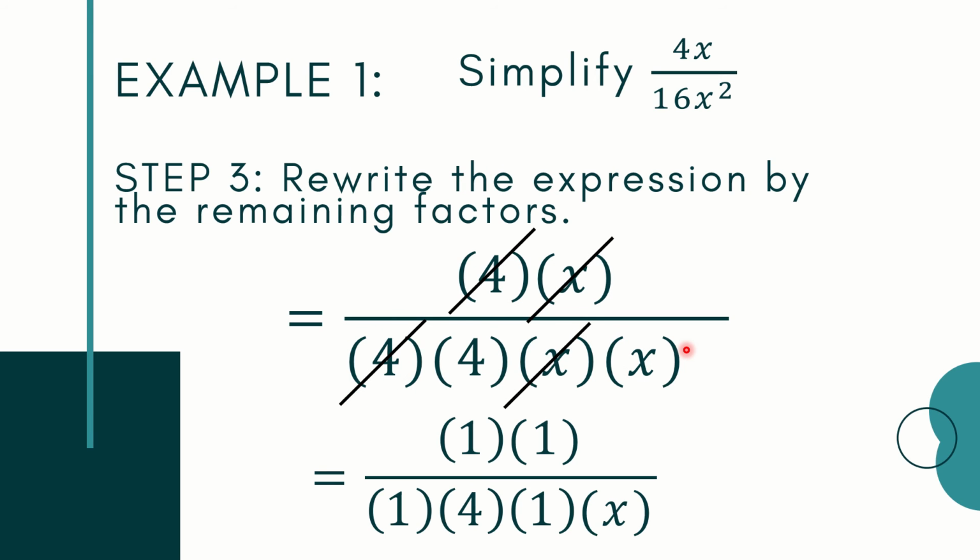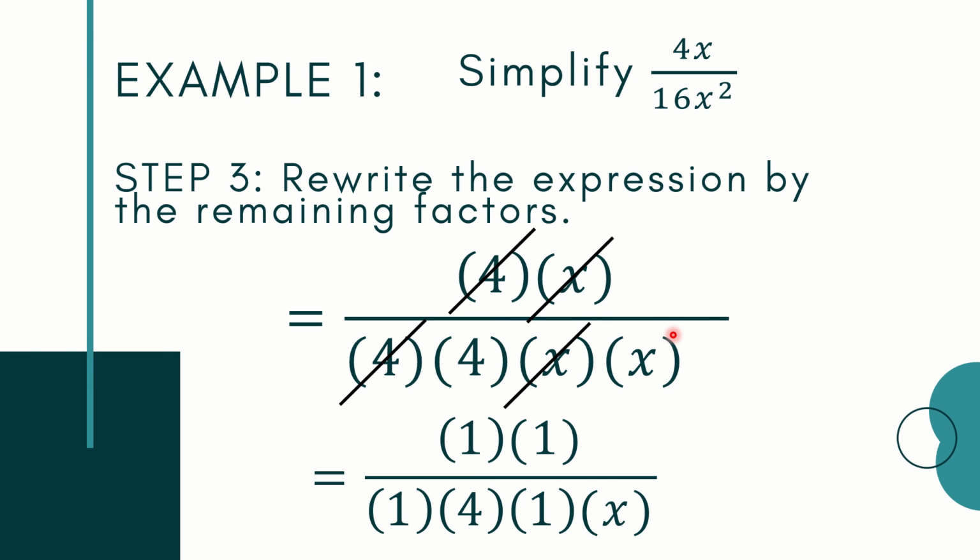Now, step 3, i-rewrite natin yung expression by the remaining factors. Since we already canceled out the common factors, what we need to do is i-rewrite natin yung mga naiwan na factors. So, sa ating numerator, may naiwan bang factor? Wala. So, meaning, ang ilalagay natin dyan is 1. That's why we have here 1 and 1. Kahit hindi natin isulat dito, may 1 yan, so we don't need to put 1. That's why yung naiwan is 1 na lang sa numerator.